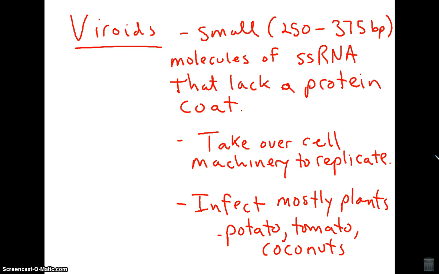So we'll start with viroids, which are small 250 to 375 base pair molecules of single-stranded RNA that lack a protein coat. So they're basically just a naked piece of nucleic acid, and they become incorporated into the cell. They take over the cell's machinery to replicate and make many more copies of themselves. In terms of animals, we don't really have to worry about them. They infect mostly plants, but in terms of crops, potatoes, tomatoes, cucumbers, coconuts are some examples of plants that viroids will affect and have a big impact on the crops there.